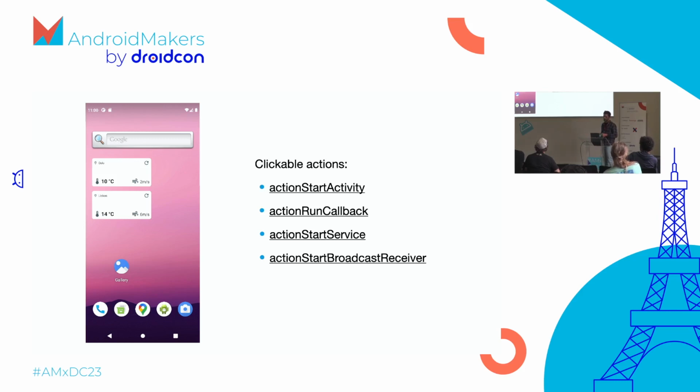There are some clickable actions that we can apply to the clickable Glance modifier, and this is action start activity, which we'll use in this case, action run callback, which I used for refreshing. Then we have start service and start broadcast receiver.